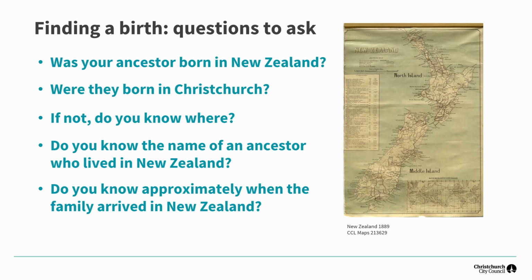Names and approximate times of arrival in New Zealand are useful. And remember that we think in terms of 20 years as a generation, very roughly, so can work backwards to get an estimate. So just keep asking yourself those questions. And remember that we're starting with the known, so we want to confirm that before we start working backwards.